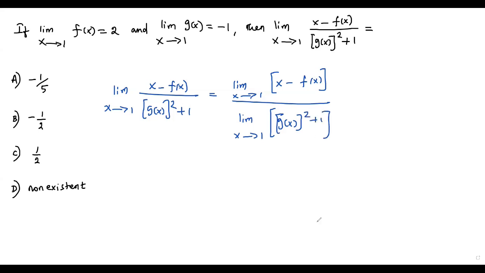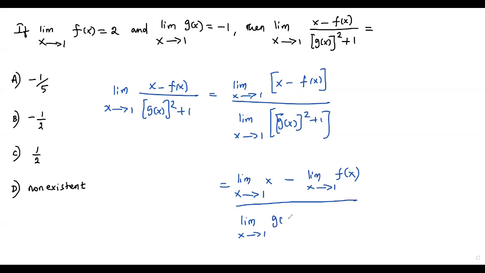Okay, in my next step, here we have a subtraction of two terms. When we take a limit of an addition or subtraction of two or more terms, we can distribute the limit to each term. So the limit as x approaches 1 can be distributed over this x and this f(x). Then I'm getting the limit as x approaches 1 of x minus the limit as x approaches 1 of f(x). The same thing I can do in the denominator. Then I'm getting the limit as x approaches 1 of g(x) the whole squared, plus the limit as x approaches 1 of 1. We just have the constant 1 over here. Okay, let me continue.